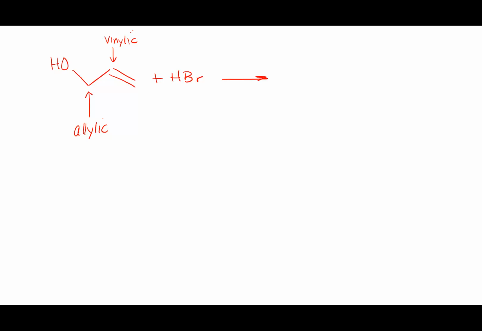Protonate the oxygen. That is one possibility. What's the other one, though? So add the H plus to the double bond, and then add the bromine to the resulting carbocation. So in this case, I have two possibilities. I could add HBr to the double bond, Markovnikov, 50-50 cis-trans, or I could add the H plus to the alcohol. And the question is, which one is going to occur?